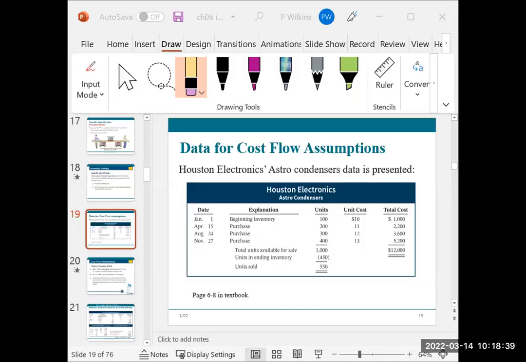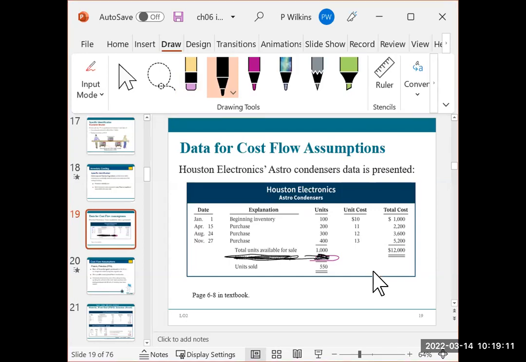Yes, I'm sorry, go ahead. I was going to ask the same question that somebody put in the chat about where the 450 came from. Well, they're telling you that. The problem will either tell you 450, that's how much is in your ending inventory, or let's just say they didn't tell us that, okay? Let's just say they told us that 550 units were sold, and they want you to figure the cost of the ending inventory.